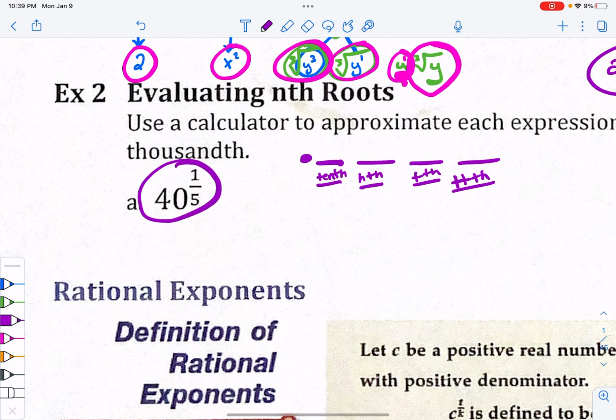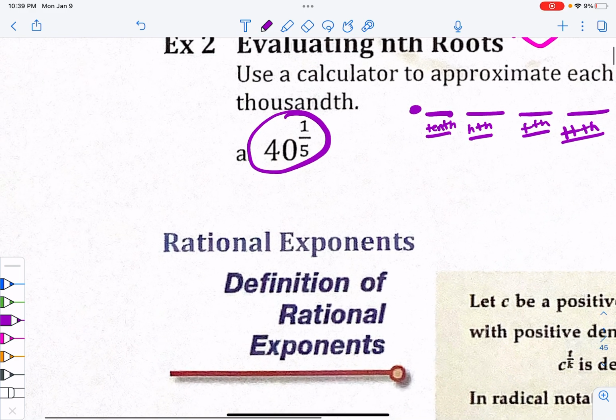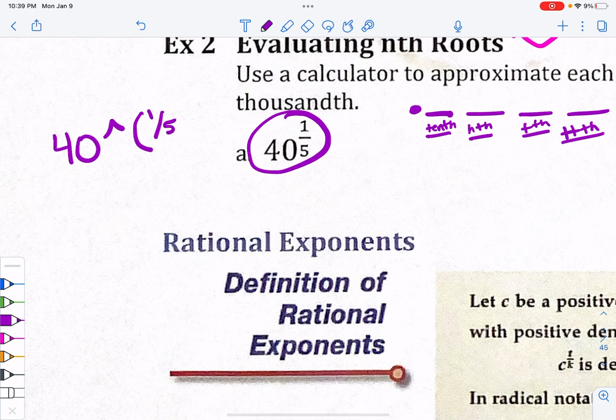In your calculator, you might not know how to type this in. You can do a couple different things. You can do 40, hit the caret button, and then parentheses and 1/5. Or if you don't want to do 1/5, you can do 1 divided by 5. That will give you 40 to the 1/5 power, which is technically the 5th root of 40.